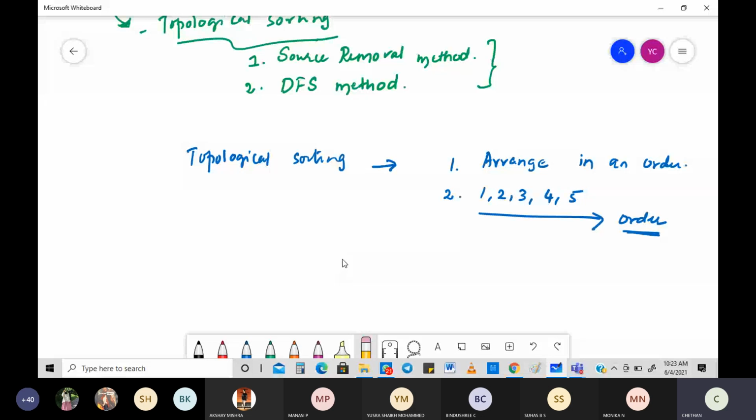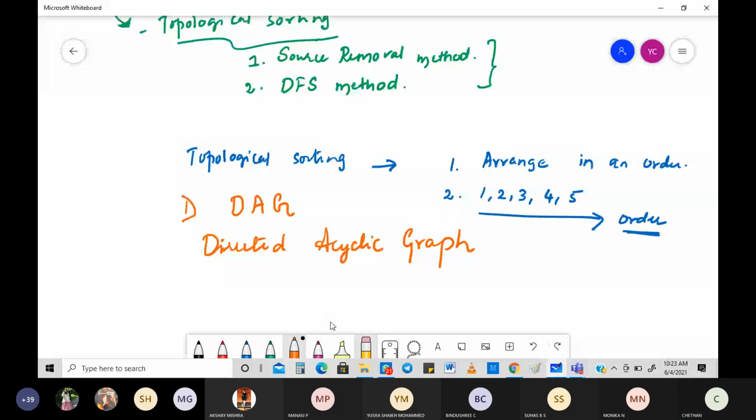Now what's next? Topological sorting. I was telling you what the requirements are. The first and foremost thing is that you need to know what is known as a DAG. What is a DAG? DAG means a directed acyclic graph. We need to have a directed acyclic graph to figure out the topological sorting. Probably you'll know just by looking at it, but I'll tell you.